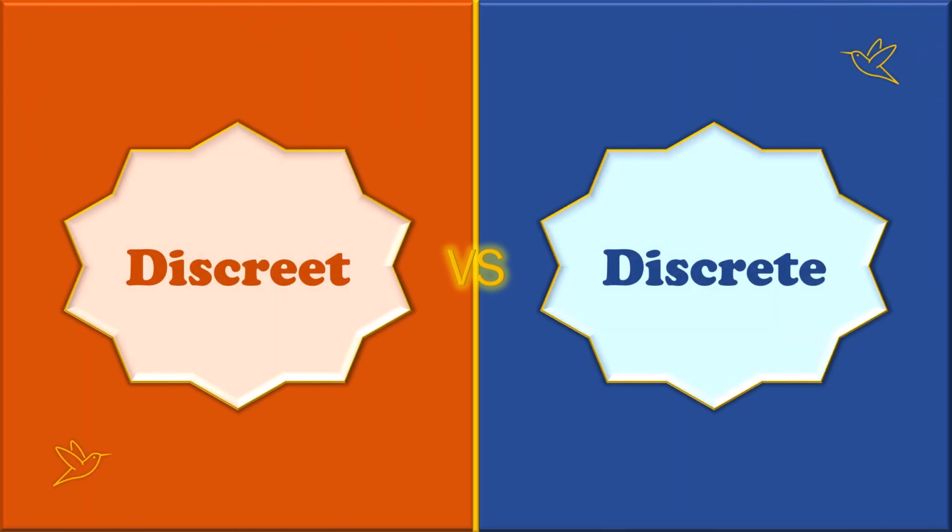Review the spelling and meaning of each form. Focus on understanding how they differ in usage and pronunciation. Discreet. Discrete.